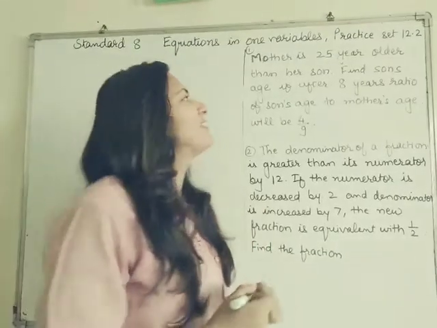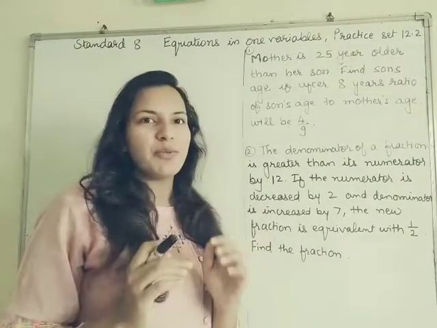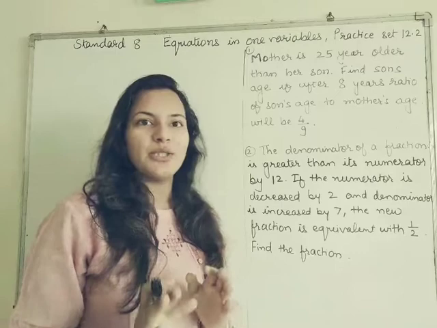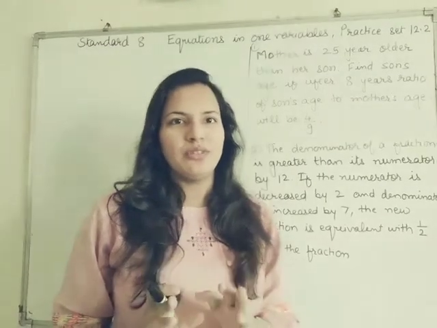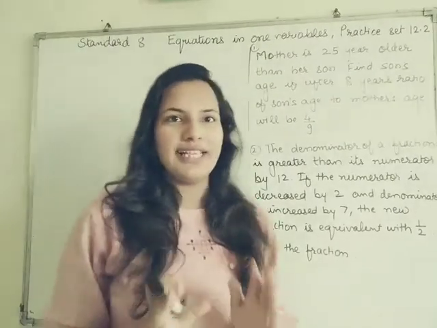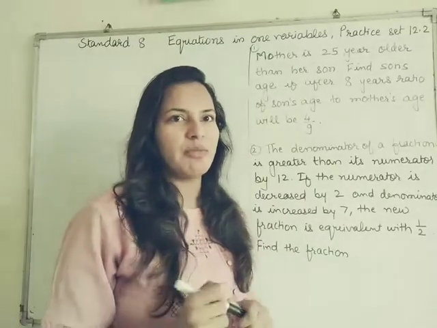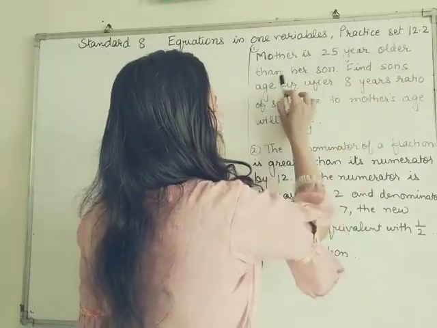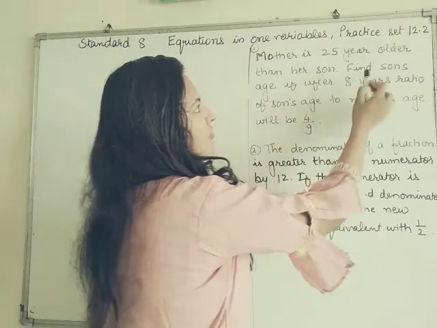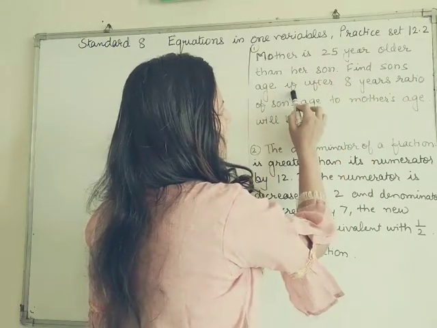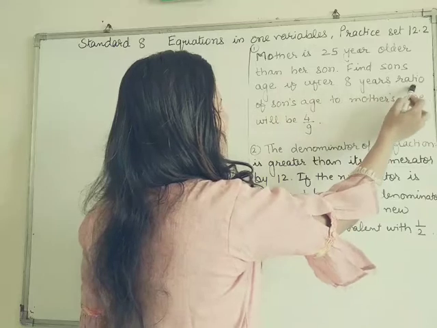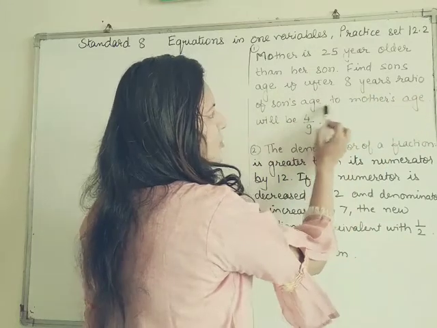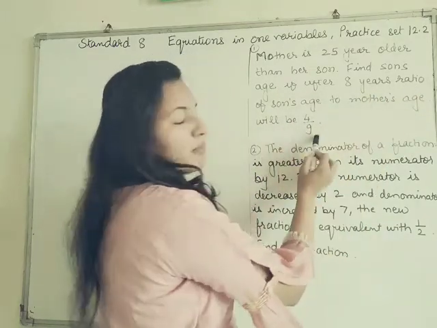Let's start. I'll read out the problem first for you all, and we are starting with the problems at 12.2, standard 8, 12.2. So let's start with the first problem. Mother is 25 years older than her son. Find son's age if after 8 years the ratio of son's age to mother's age will be 4/9.